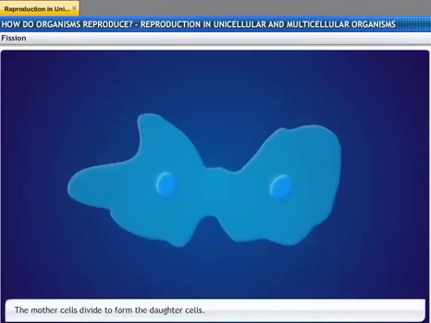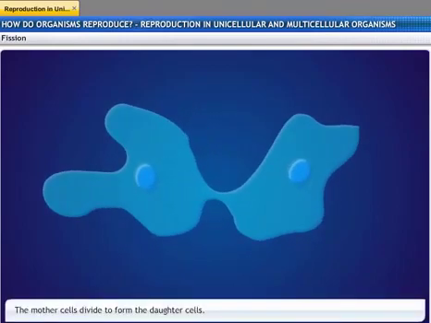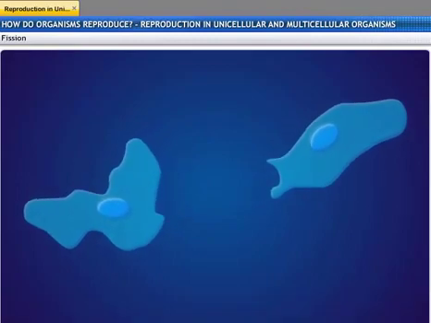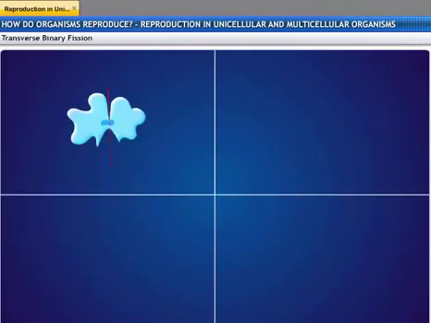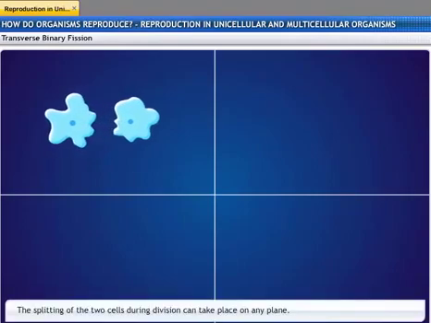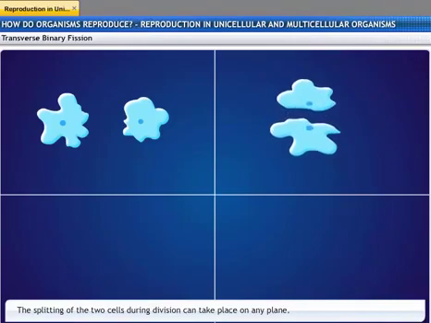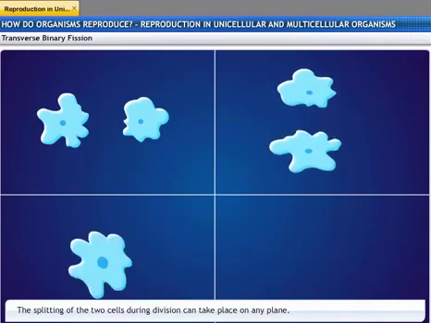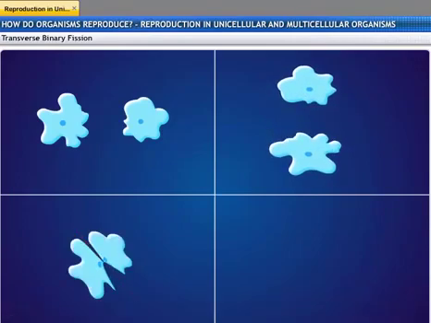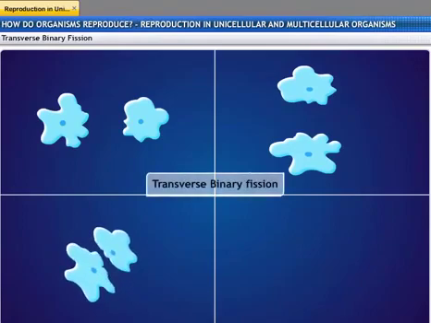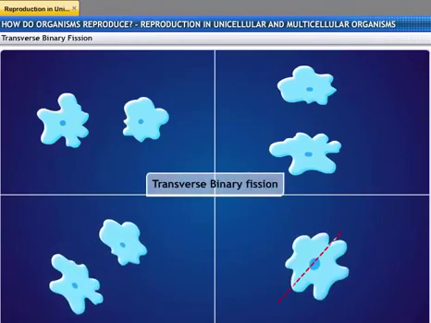The mother cells divide to form the daughter cells. Many different patterns of fission have been observed in amoeba. In fact, in organisms like amoeba, the splitting of the two cells during division can take place on any plane. This is called transverse binary fission.